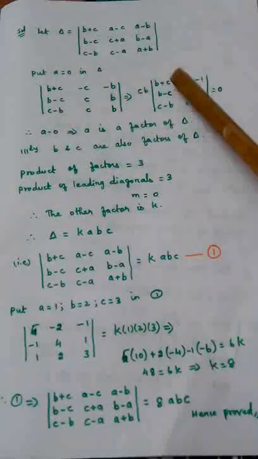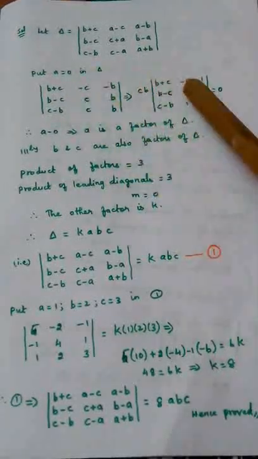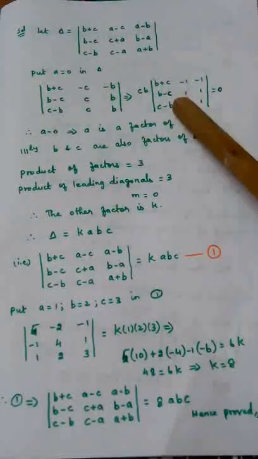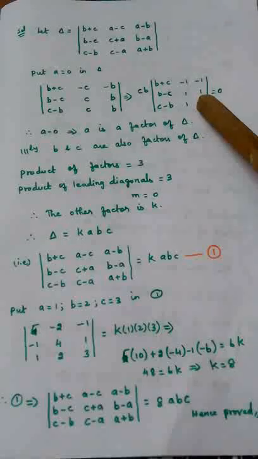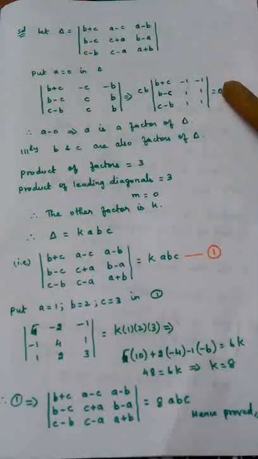So first column remains as it is. Second column becomes 1, 1, 1 and here minus. Similarly 1, 1, 1 here minus. Now if you see, second and third column are equal. If two columns are equal, what is the value of the determinant? 0. So cb into 0 is 0.